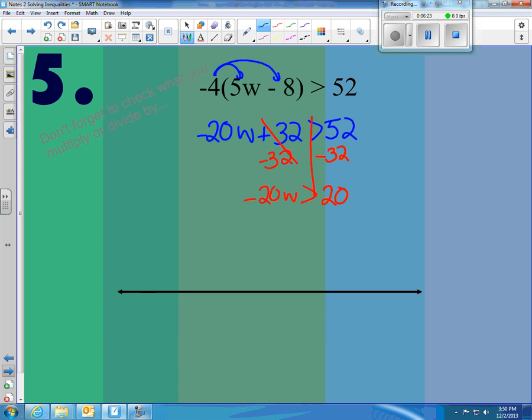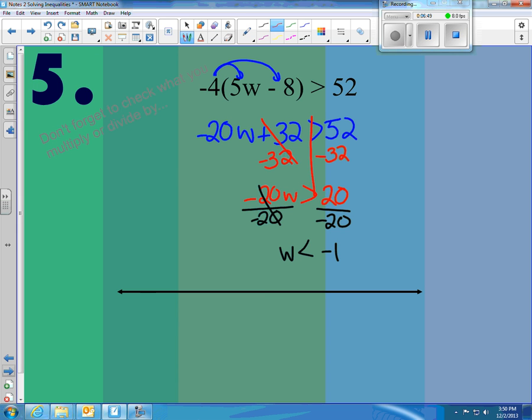But now we are going to divide by negative 20. So our w is now by itself. 20 divided by negative 20 turns to negative 1. And because we divided by a negative, we flip that inequality symbol to the other side. All right, so now we're going to graph this.